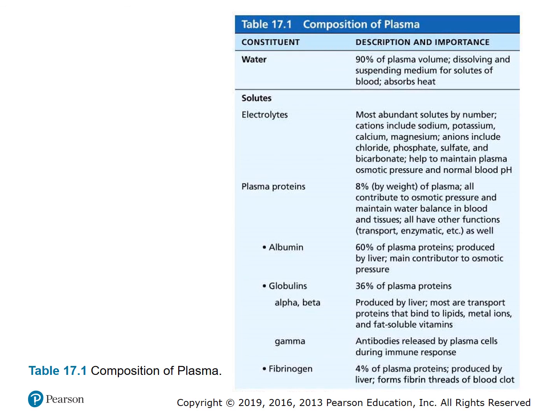Then there's globulins, which make up 36% of plasma proteins. There's alpha and beta. These are also produced by the liver. Most are transport proteins that bind to lipids, metal ions, and fat-soluble vitamins. The gamma globulins are antibodies released by plasma cells during an immune response. Fibrinogen is 4% of plasma proteins, and it's produced by the liver, and its job is involved in blood clotting.